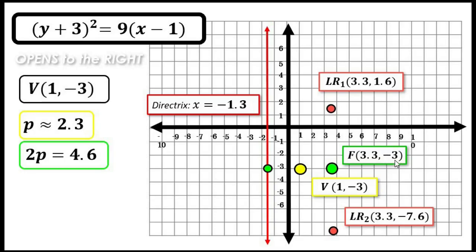From -3, we subtracted 4.6 because it is a movement downward. And when you move downward, it will be associated with the operation subtraction. So from -3, we move 4.6 units below. It's the same as -3 minus 4.6. The result is -7.6. Hence, the coordinates of the second endpoint of the latus rectum is at (3.3, -7.6).